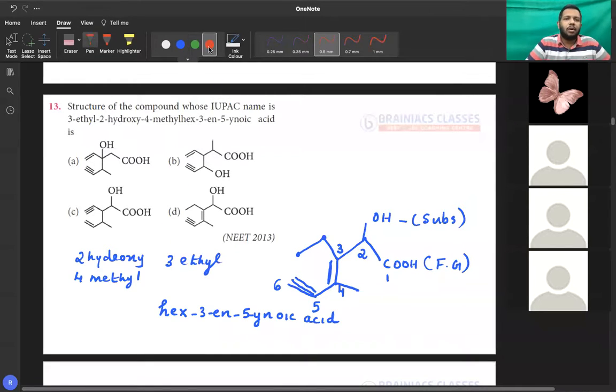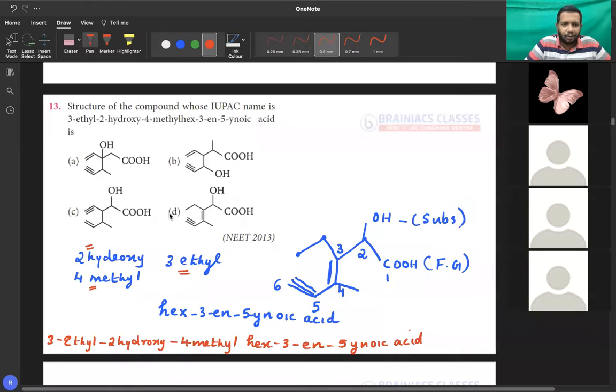Now how will you arrange these? They need to be arranged alphabetically. E comes first, then H, then M. So I can write 3-ethyl. Then 2-hydroxy. There is not enough space, so I will rub this and put it down so that it becomes easy. First 3-ethyl, then 2-hydroxy, then 4-methyl, then a hyphen, then hex-3-en-5-ynoic acid. So its correct answer, option D, is the correct answer.